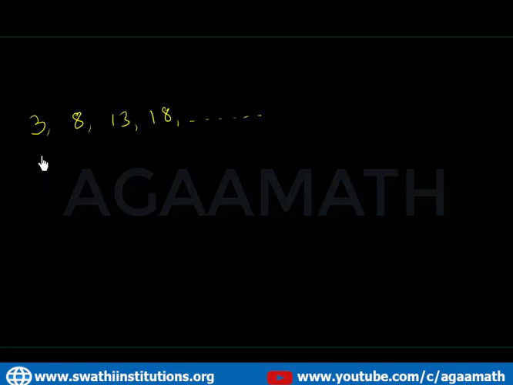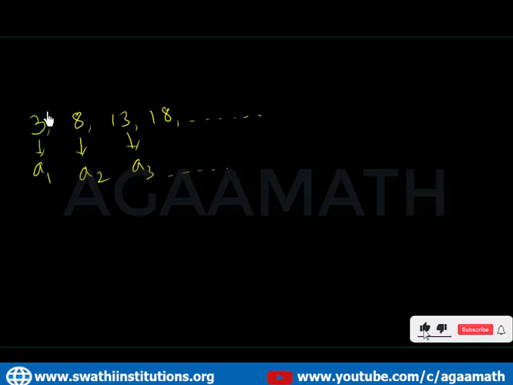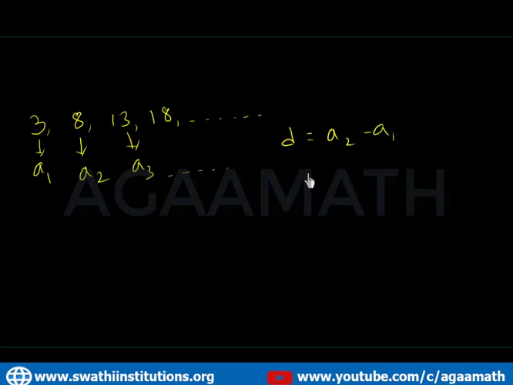We know that the first term is said to be A1, the second term is said to be A2, and the third is said to be A3, and so on. And we can check the difference between any two consecutive terms. Whenever you would like to check the difference, A2 minus A1 is 8 minus 3, which equals 5.